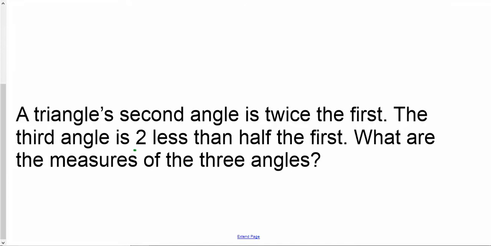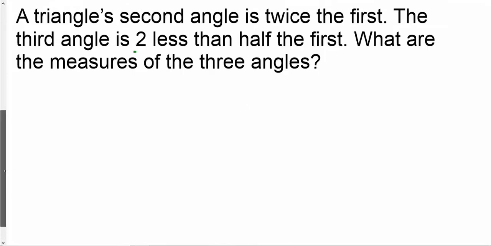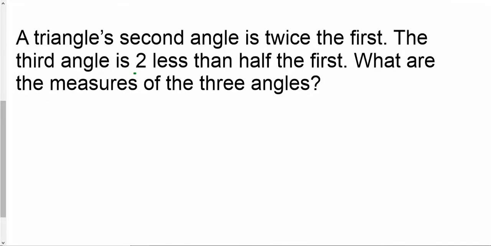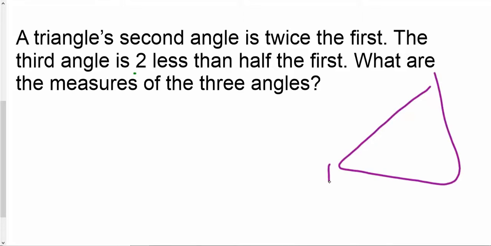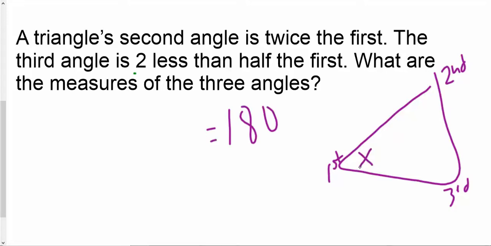The second one is talking about angle sums. So we know that the angle sum of a triangle is 180. I'm going to label this first angle, second angle, third angle. But regardless, all three of these are going to add up to 180. The triangle's second angle is twice the first, and the third angle is 2 less than half the first. Well, I don't even know what the first angle is, so I'm going to throw a variable at that. If I don't know, I'm going to put an x with it.